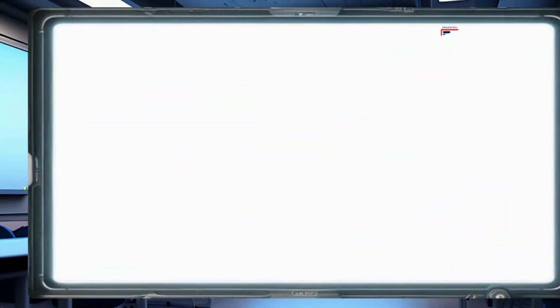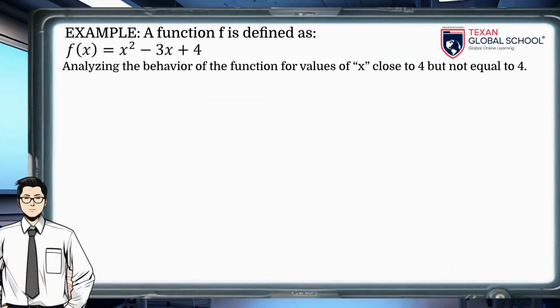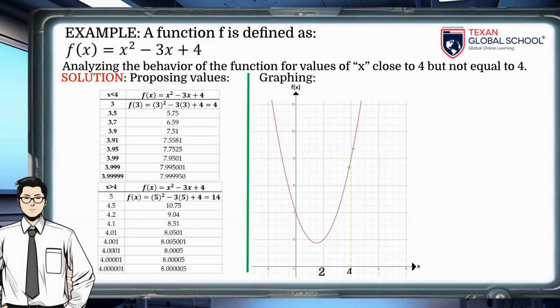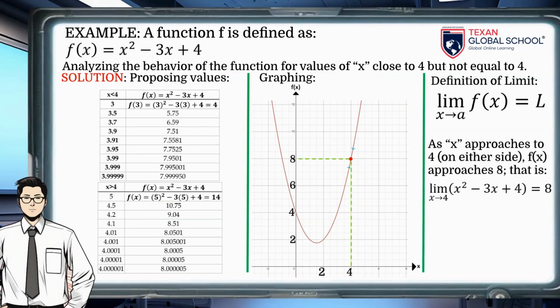Let's look at an example. A function f is defined as f of x equals x squared minus 3x plus 4. We will analyze the behavior of the function for values of x close to 4, but not equal to 4. To perform the analysis, we tabulate values that approach 4 on both sides as shown in the table. That is, values less than 4 and greater than 4. If we graph the function, we can see that when x approaches 4, the function approaches 8. Using the definition of limit, we represent this behavior. We can see that when x approaches 4 on either side, f of x approaches 8.